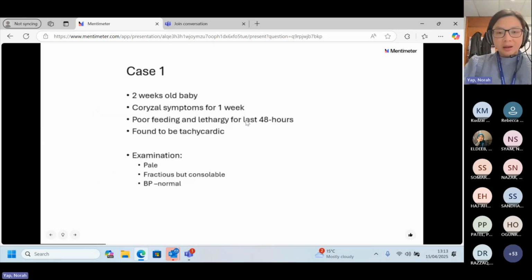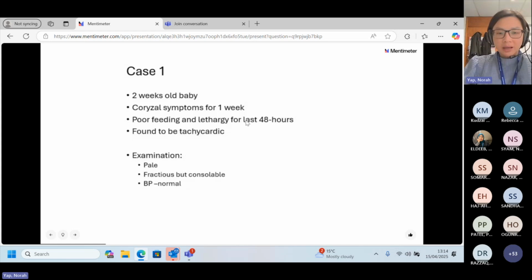Right. So I've got 6 cases. Let's see how we go with time. Hopefully, I can present all of them because they are all very different and they are all based on real life cases. So we've got a 2-week-old baby.